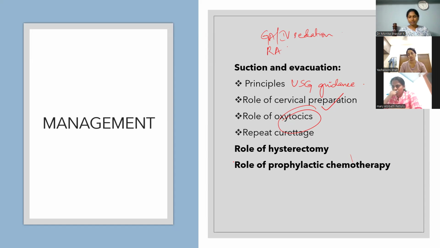So what about the role of hysterectomy? When do you want to do a hysterectomy in cases of GTD?